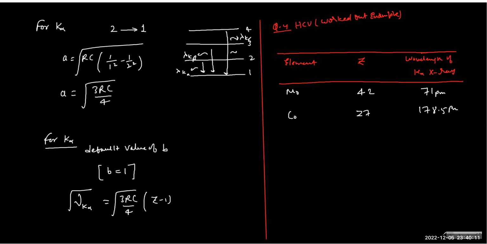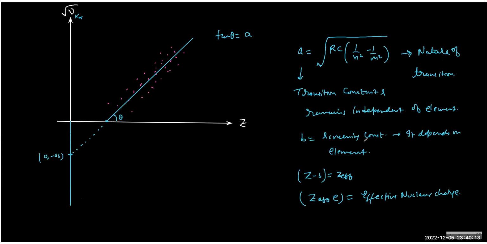I will just mention the fact that A is a transition constant, B depends on the element. For JEE, assume this, because this is a very approximate model. It's a good fit actually, so it is anyway not accurate.